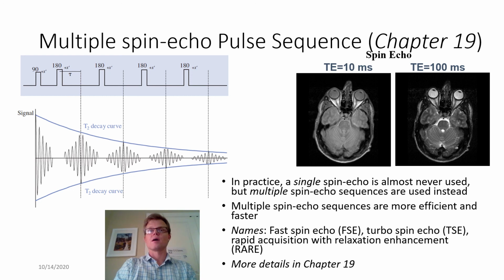And in practice, this is the majority of the way spin echo sequences are used, particularly for T2 weighted imaging. The multiple spin echo sequences are very efficient, very fast, and so they're an extremely powerful pulse sequence. And we'll get into these in the second half of the course when we get to chapter 19.